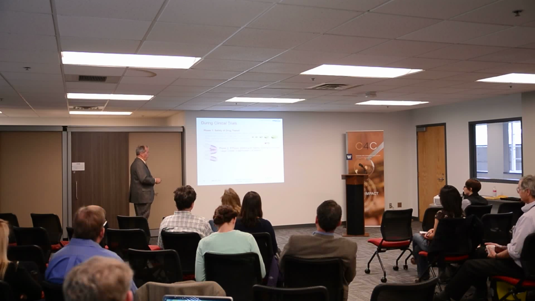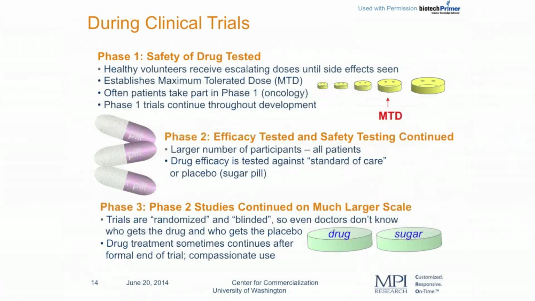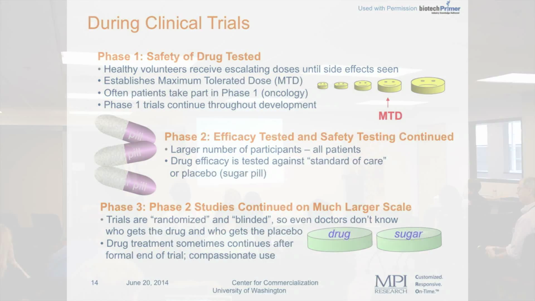These are a larger number of patients like we talked about on the previous slide, but these are all patients now. Larger number of participants, pardon me. The drug efficacy is tested against a standard of care or a sugar pill. Okay, so standard of care is typically cancer because it's not considered ethical to test a placebo in a cancer trial.